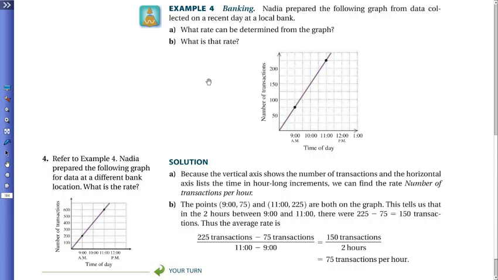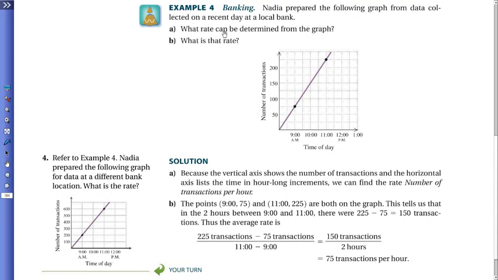So the bank, what she has is she was watching, she would mark down time of day and count how many people were in the bank, probably, is what she was doing. So what's the first question? What rate can be determined from the graph? And they say because the vertical axis, this up and down, shows the number of transactions, and the horizontal axis represents time in 1 hour increments, kind of, right? I said it really is, the grid line is 30 minutes. We find a rate of number of transactions per hour.